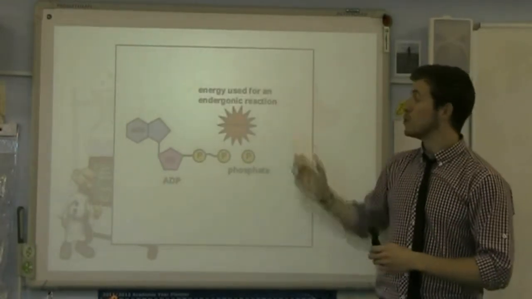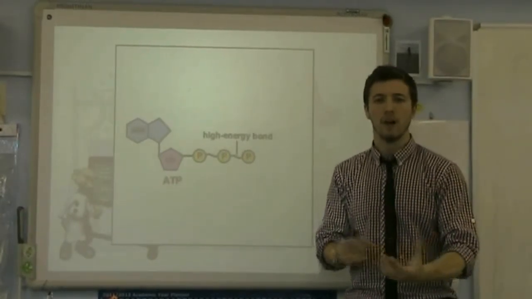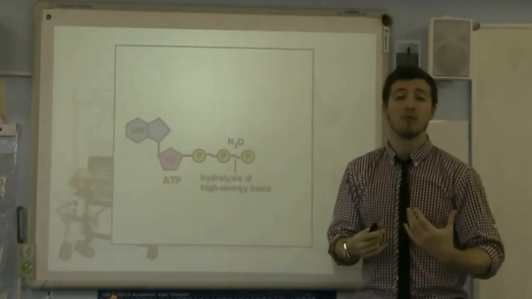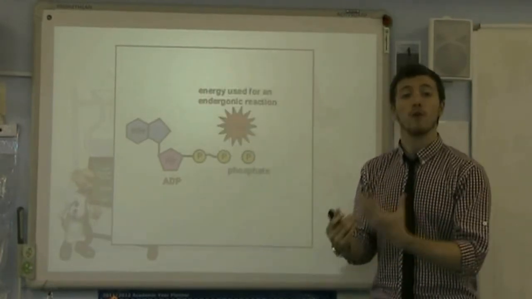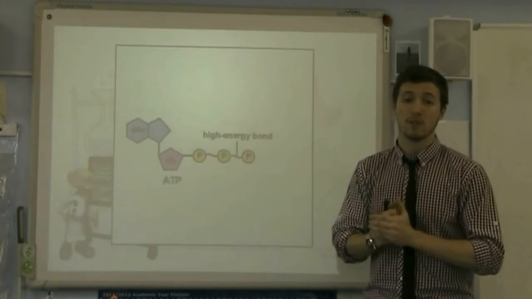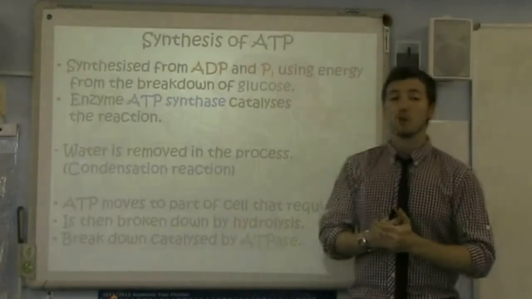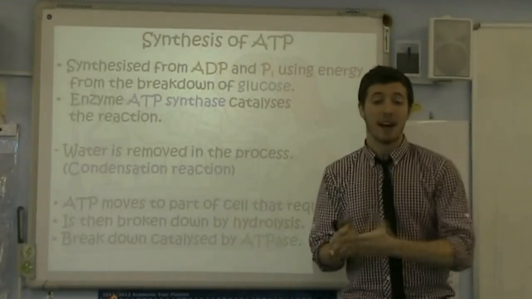And energy is used for an endergonic reaction. You will not need to use that term endergonic, but pretty much what that means is energy is released so that it can be used for other processes in the cell, processes that absorb energy and create substances. For example, creating proteins of our energy. So the synthesis or the making of ATP.